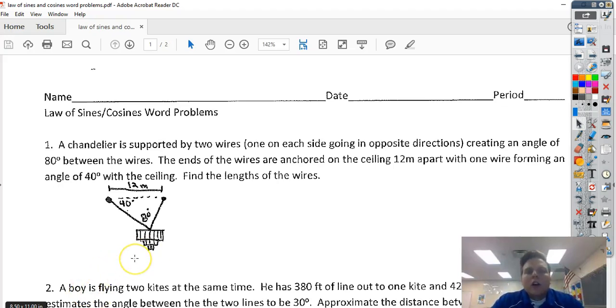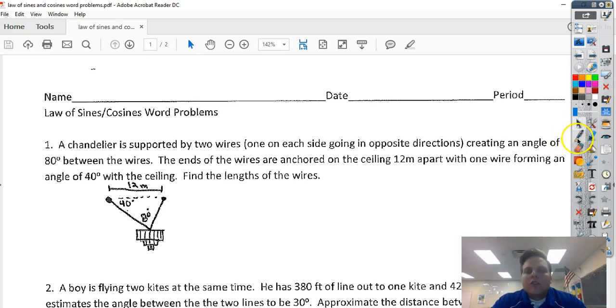Hey guys, so we're going to go over a few problems on law of sines, law of cosines word problems. I'm not going to go over all of them because a lot of them we're going to do in class for work, alright? But I still want to make sure I give you guys some examples to work with. So let's just dive into problem number one.